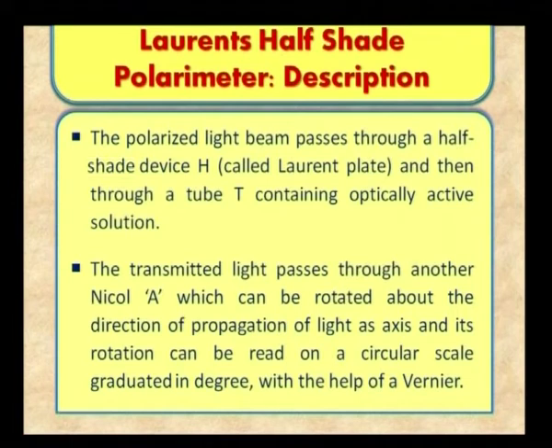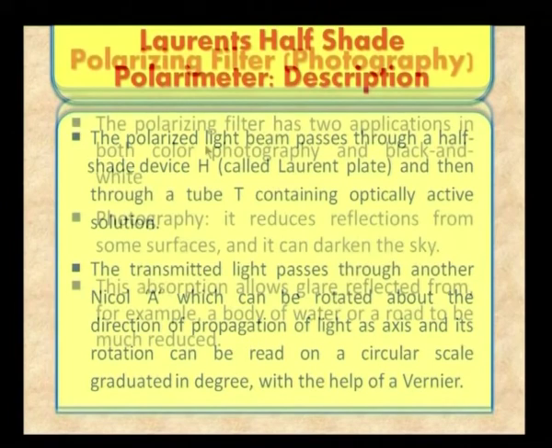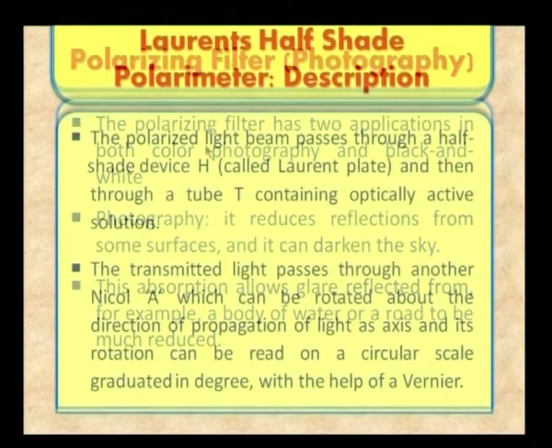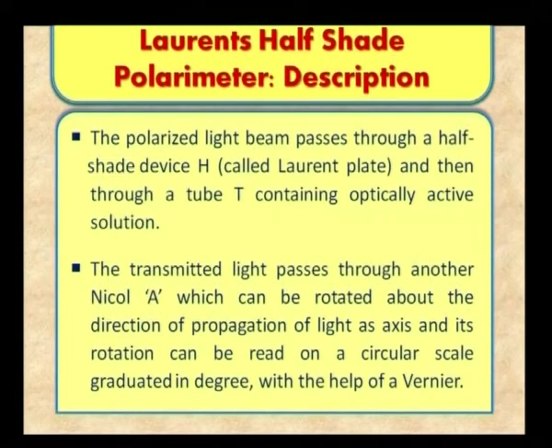So, the polarized light beam passes through a half shade device, the Lorentz plate, and then a tube T containing optically active solution. The transmitted light passes through another nickel prism A, which can be rotated about the direction of propagation of light as axis, and its rotation can be read on a circular scale that gives the angle alpha. Before I come to applications, by now you should have understood how the specific rotation alpha can be obtained.